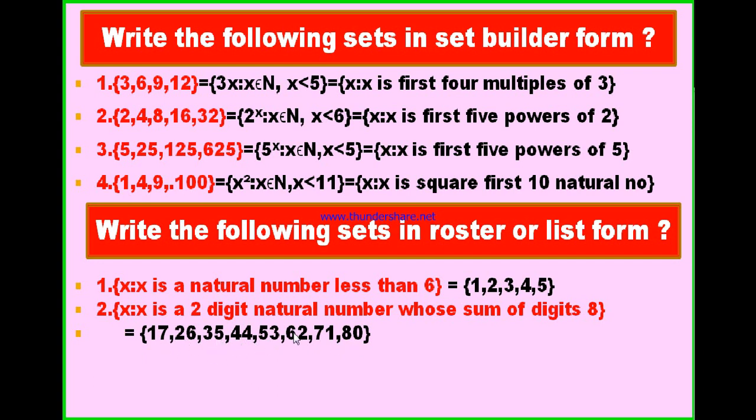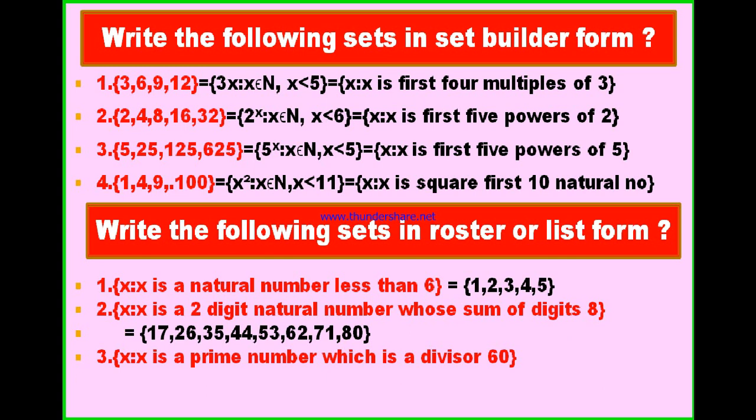These are the numbers. These are the 2-digit natural numbers in which, in each case, the sum of the digits is equal to 8. This is the list form or roster form. Third question is x such that x is a prime number which is a divisor of 60. Means in the list form you have to list out all the prime numbers that can divide 60.